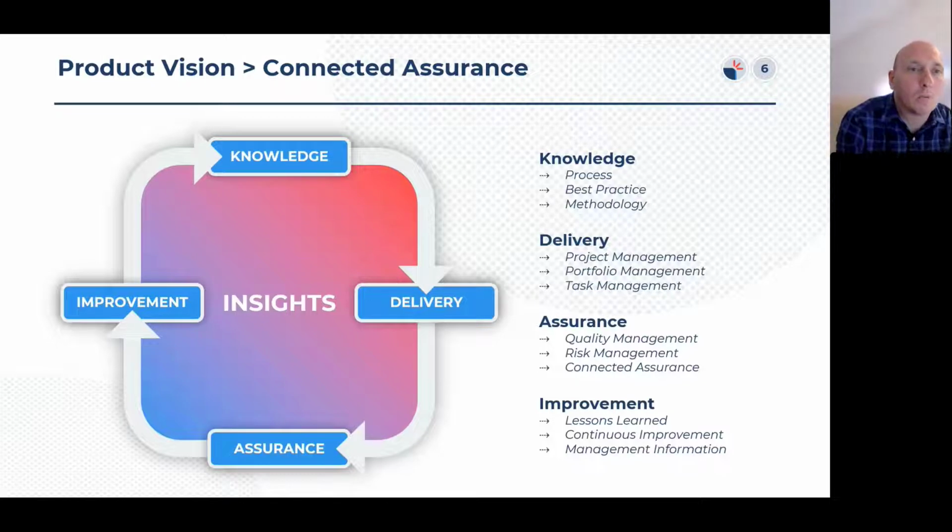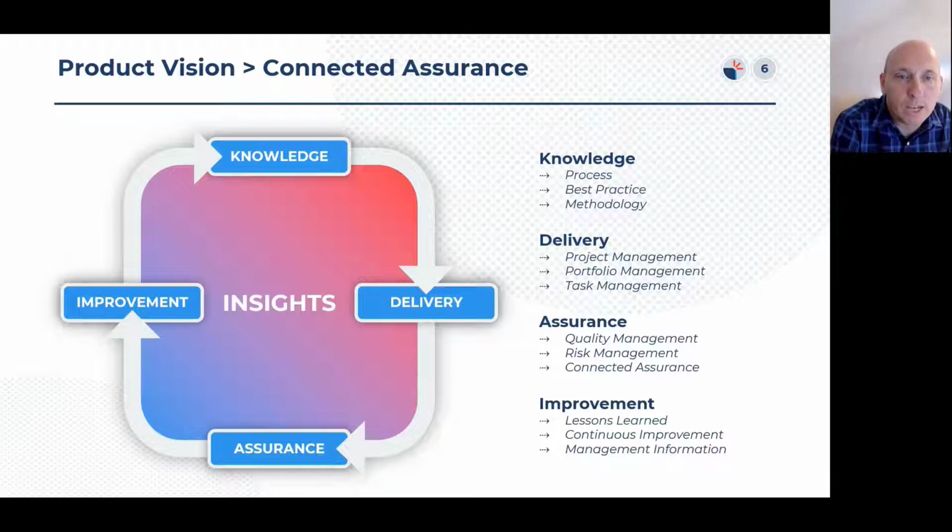So I thought we'd start by explaining our vision. Every good product has a vision, and our vision is connected assurance. When we're building the product, we like to think of it as this circle, this loop, starting with the knowledge that you capture in our MethoGrids: processes, best practice, methodologies for whatever it is you're delivering.